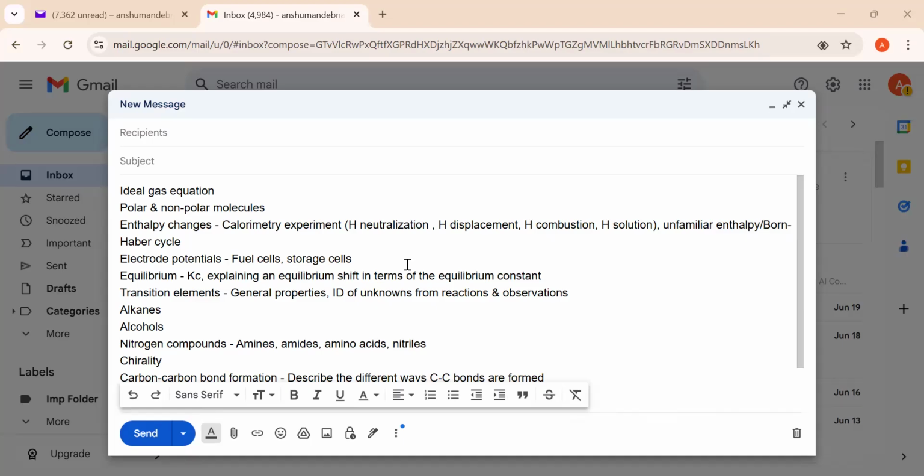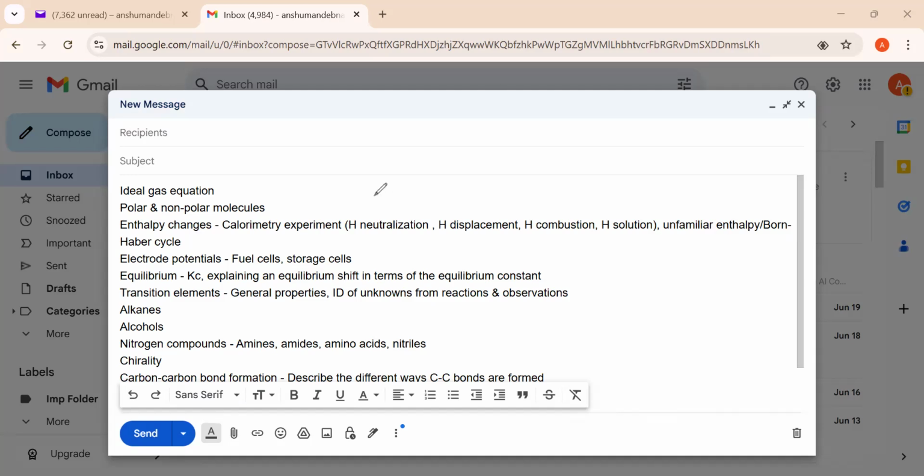This is Anshuman, and as per my earlier A-level video of the paper number 3 prediction, this is the additional portion which I am adding for the OCR students who will be giving the exam.